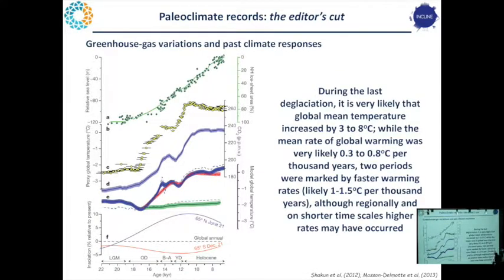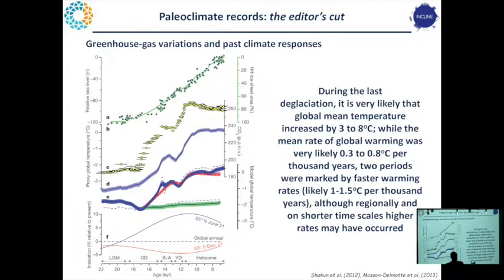So during the last deglaciation, it's very likely that global mean temperature increased by 3 to 8 degrees Celsius, while the mean rate of global warming was very likely 0.3 to 0.8 per 1,000 years. Take a look at this. We are going out of a glaciation, 100 ppm, huge changes in the world landscape. Imagine 3,000 meters of ice above North America that we don't have anymore.